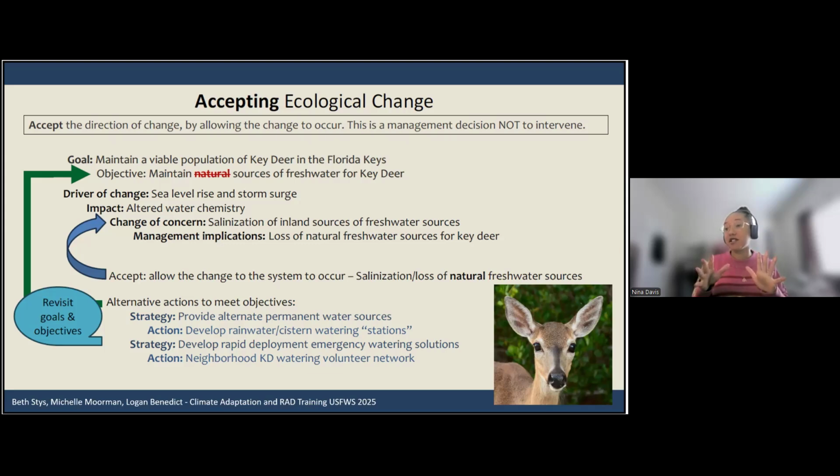This is one of the slides that Beth Sties with Fish and Wildlife shared with me after I attended one of her RAD workshops. So huge thanks to her. But you see here that the goal was to maintain a viable population of key deer in the Florida Keys.